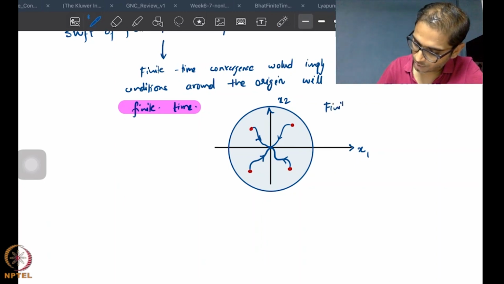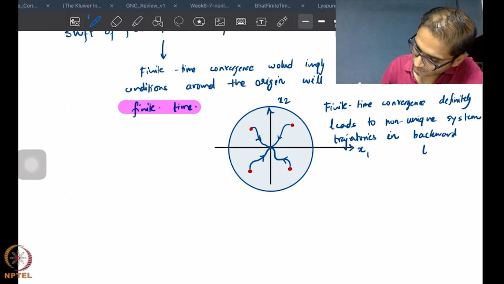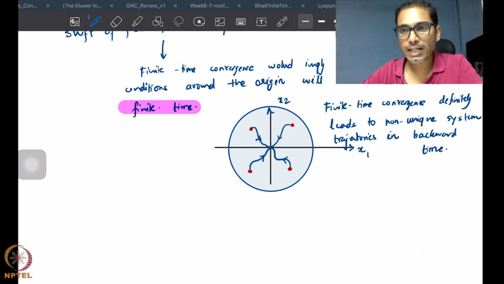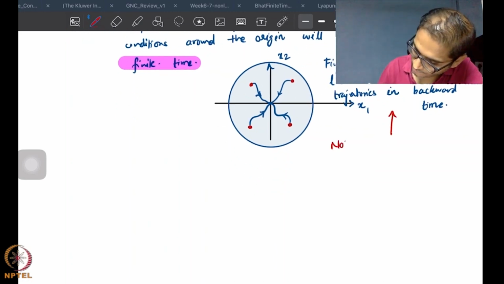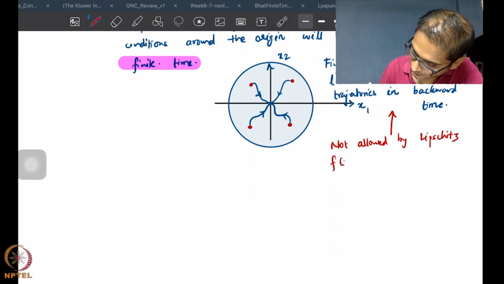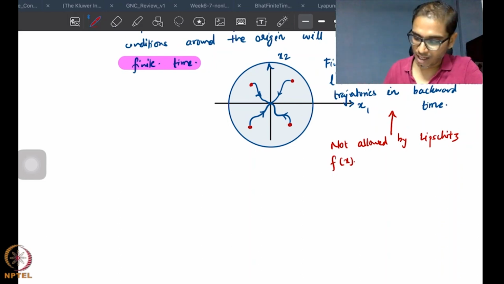So what is the point? Finite time convergence definitely leads to non-unique system trajectories in backward time. In backward time, you're guaranteed to have non-unique trajectories. And the important thing is, this is not allowed by Lipschitz f of x. If you have a Lipschitz right hand side for the differential equation, then this is not possible.